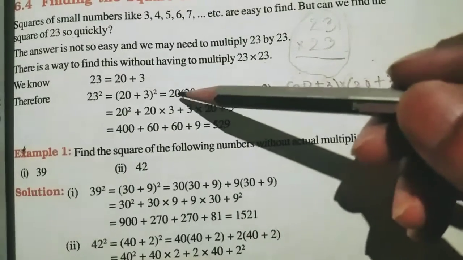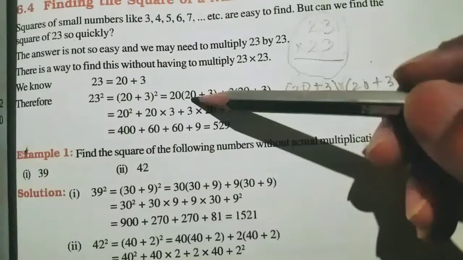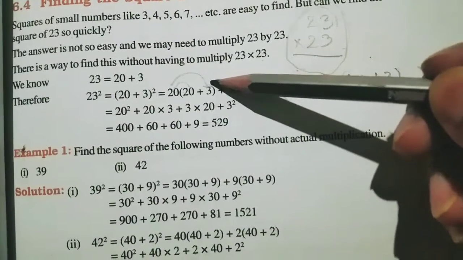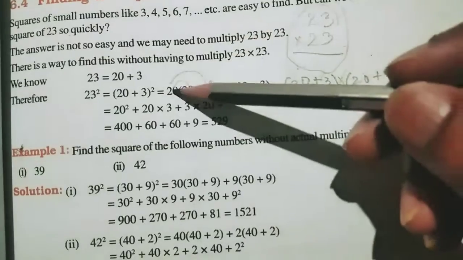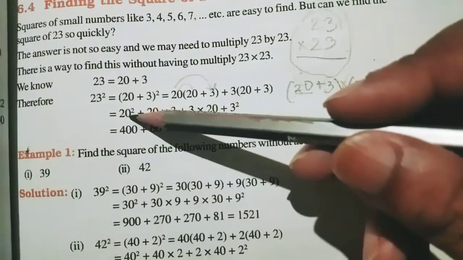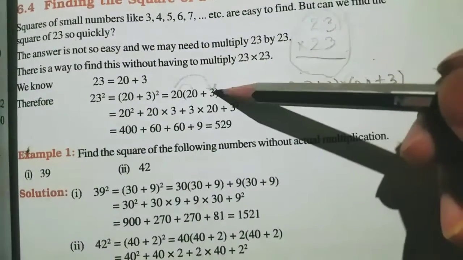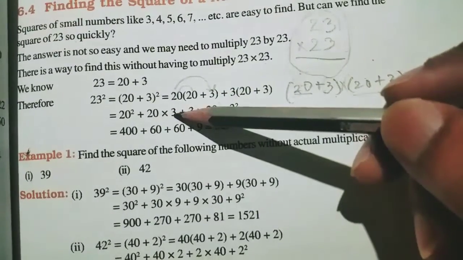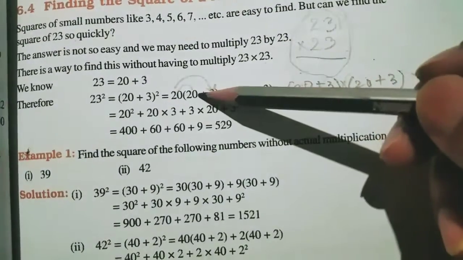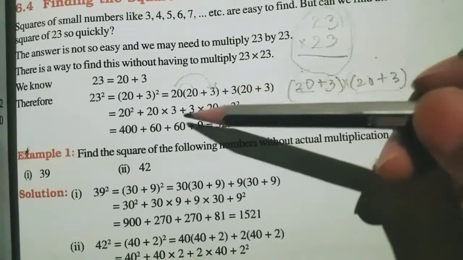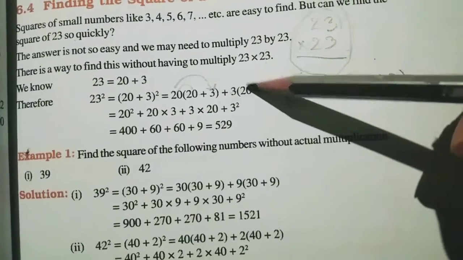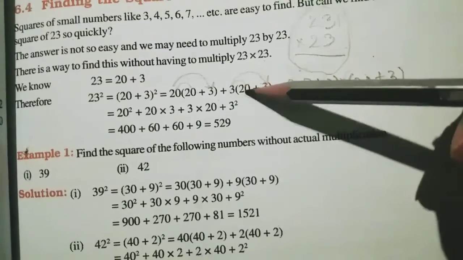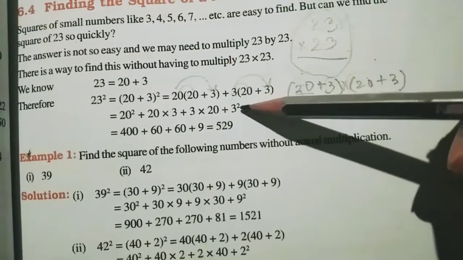Okay, now what to do? Now you have to multiply this 20 into 20. This number into this number, and after that this number into this number, like this. This is the rule of multiplication. So 20 into 20, that means 20 square, and 20 into 3 is written, and there should be a plus sign because here is a plus sign. Again a plus sign here. Here 3 into 20, and again 3 into 3, that means 3 square.